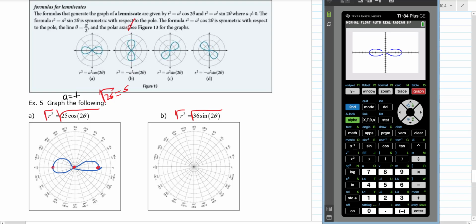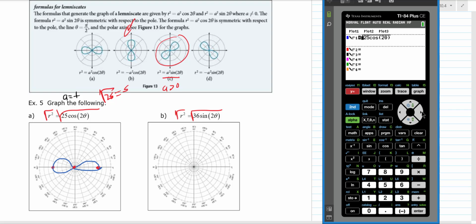Whenever you have a sine, it kind of goes at a slant. So this one should look like this one with a being a positive number on that. What we'll do on this one, just type over this. We'll put in a 36, and then the sine of 2 theta like that. Just put that in with the square root, graph it, and that's going to look like that.